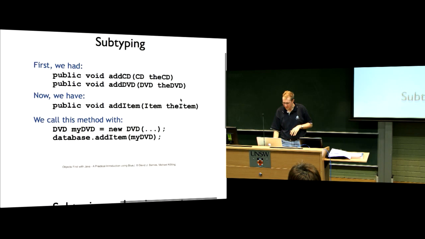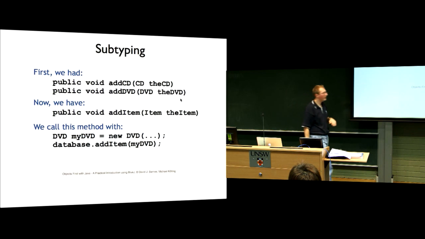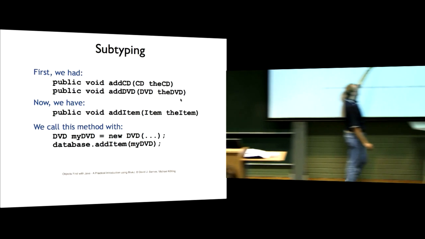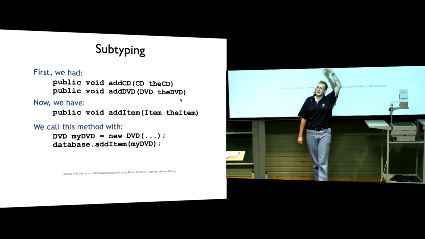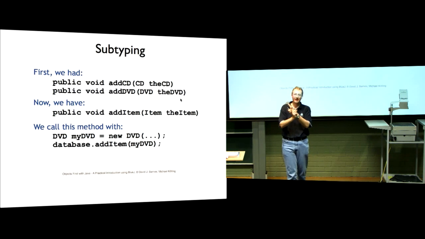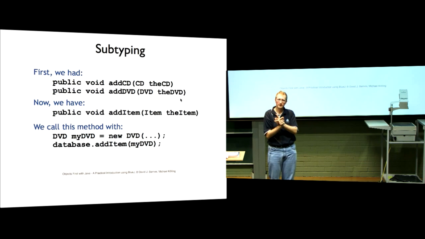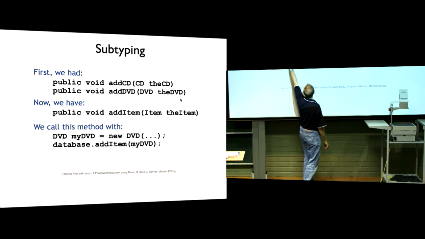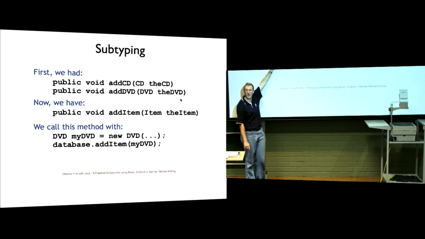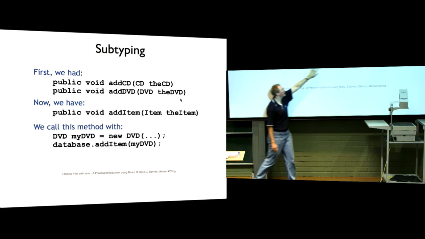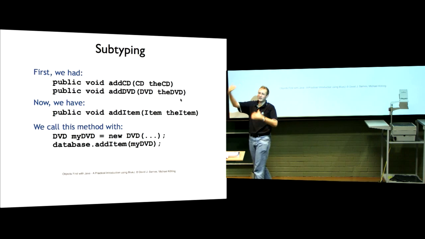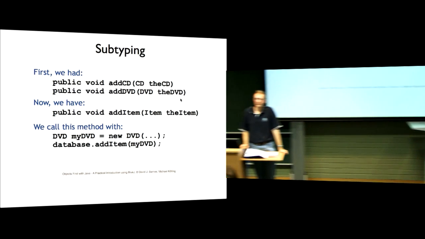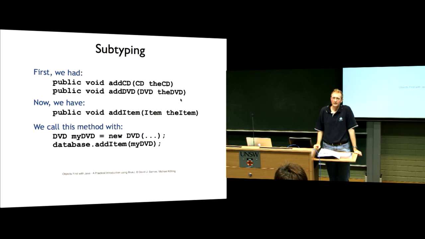So if we go back up to here, if we have a method that takes an item, something of type item, we can give it anything that is of that type or any subtype of it. Okay? So that's why we could say something like this. We could create a new DVD, an object that is of type DVD, and give it to this add item method. Why? Because DVD is a subtype of item. Questions?